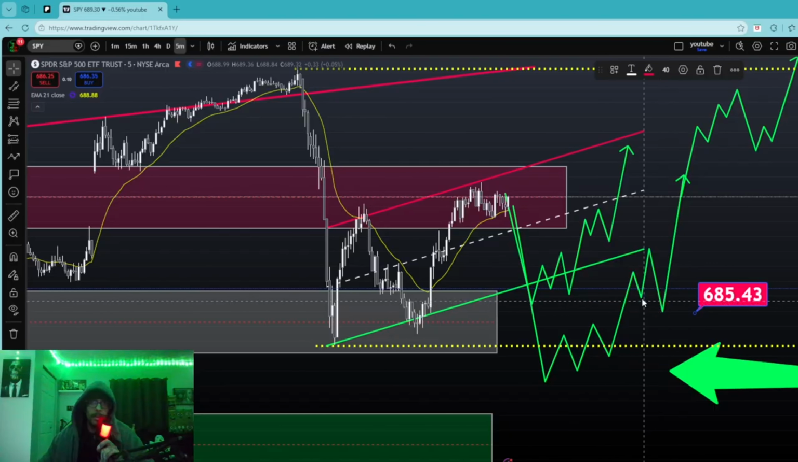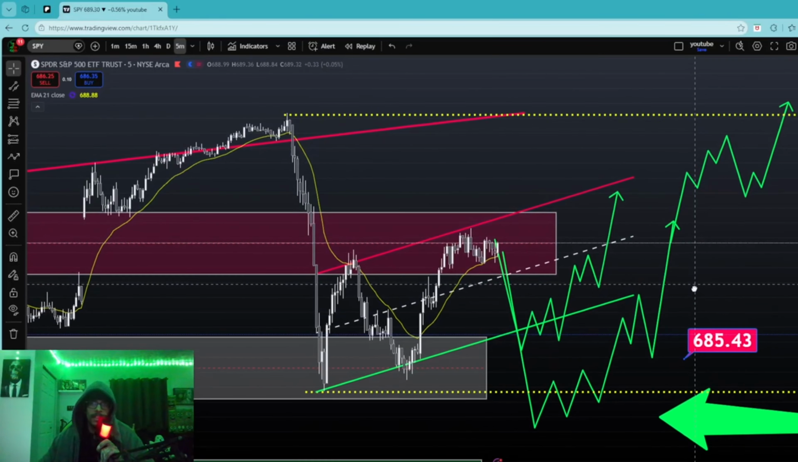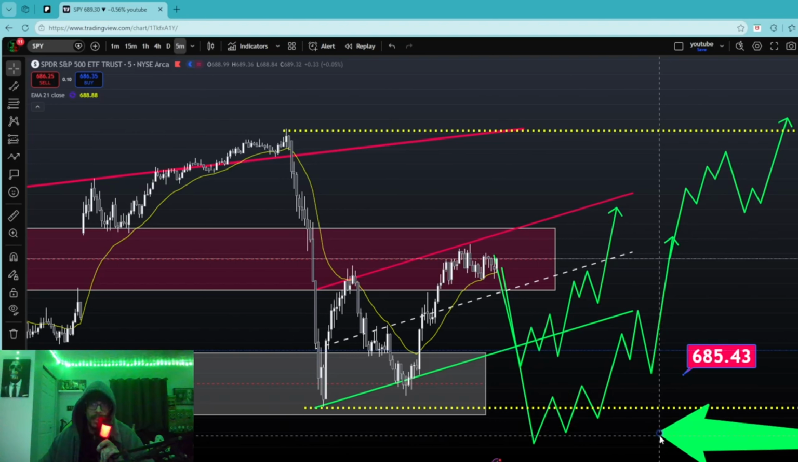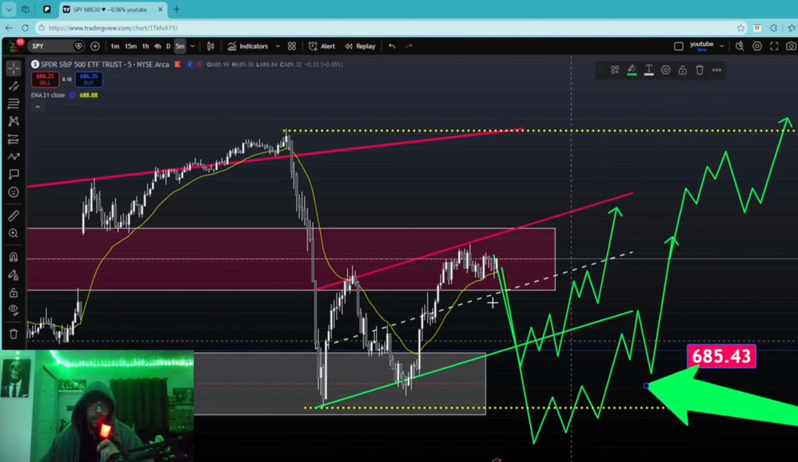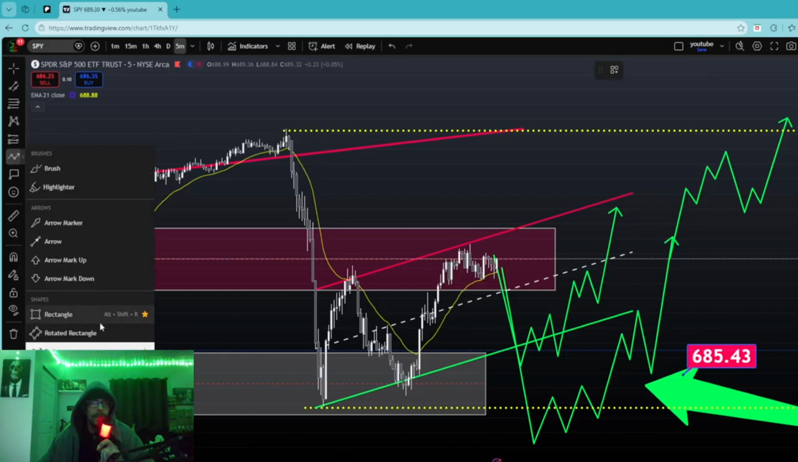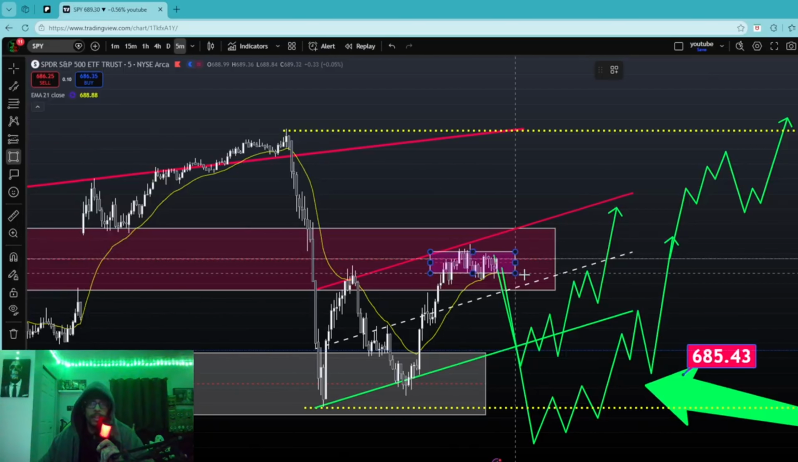Now that we've pretty much covered the majority of the bull case scenarios, there is one more bull case that we can talk about, and then we will talk about the bear case scenarios, okay? The other bull case scenario is that we have a potential range right here, okay?